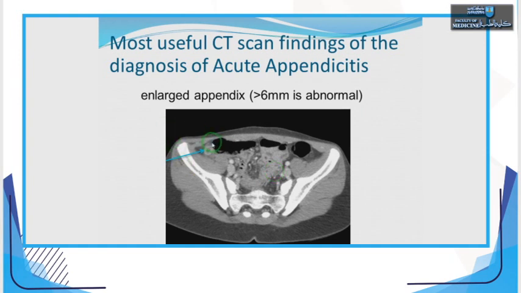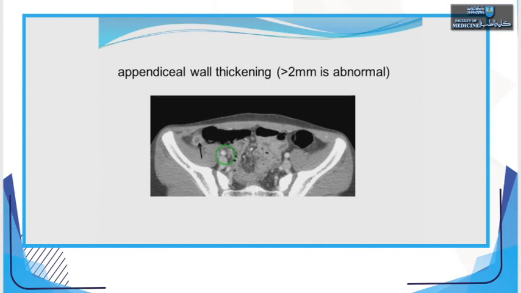This is an example of an enlarged, thickened, enhanced wall of acute appendicitis in CT. This is another example of distended, thickened wall with enhancement in CT with stranding of the fat. You see the fat here is clear. Here you find fine white lines or white areas, and that's what we call stranding of the fat, and this is due to edema.